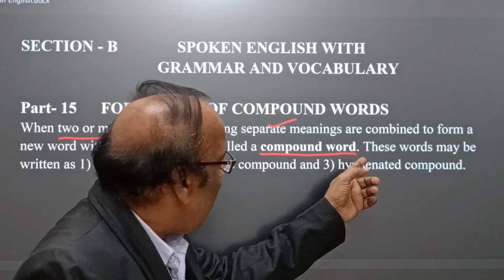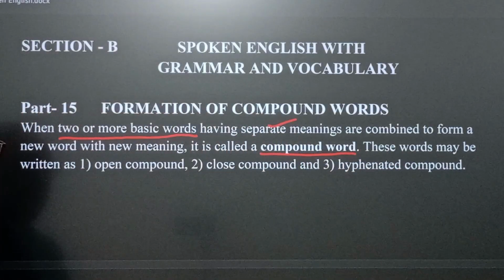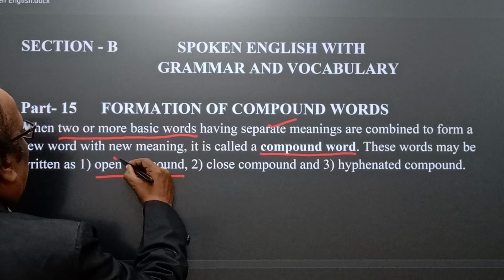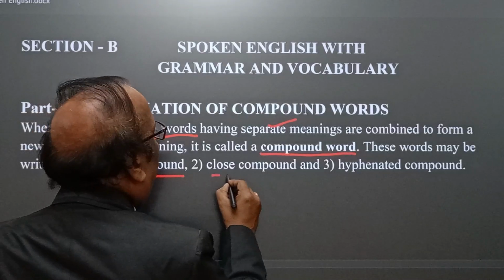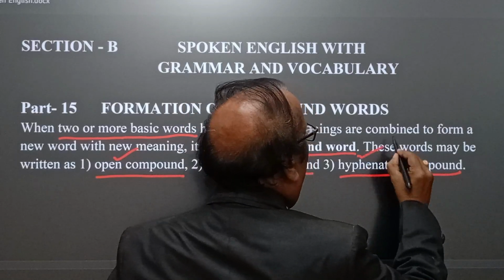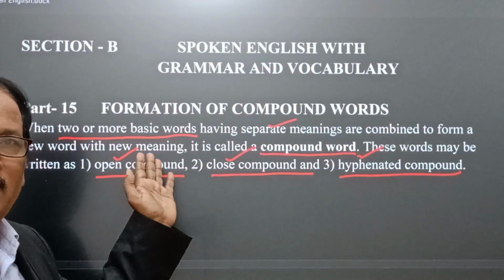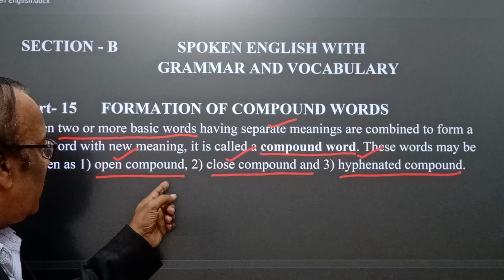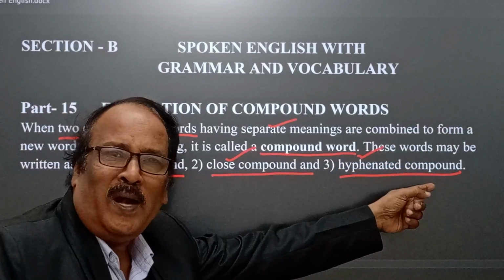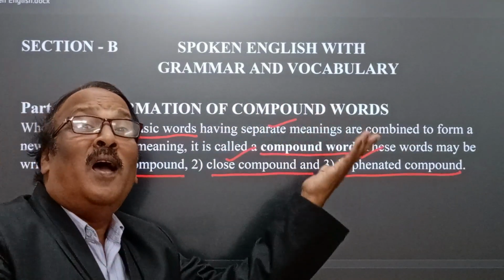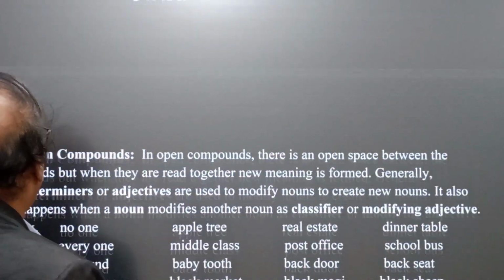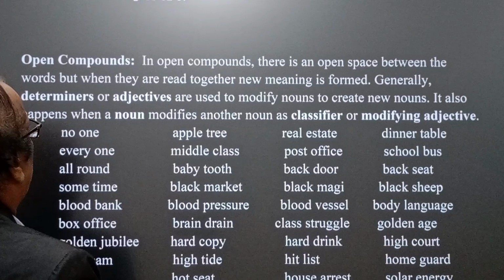These words may be written as open compound, closed compound, or hyphenated compound. Here we find three types of compound words: one, open compound; second, closed compound; third, hyphenated compound. Then how? Let's see. Here we find how open compounds are formed.